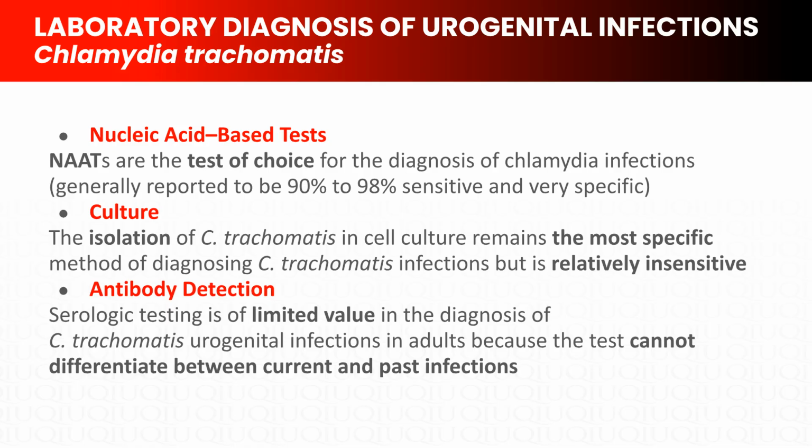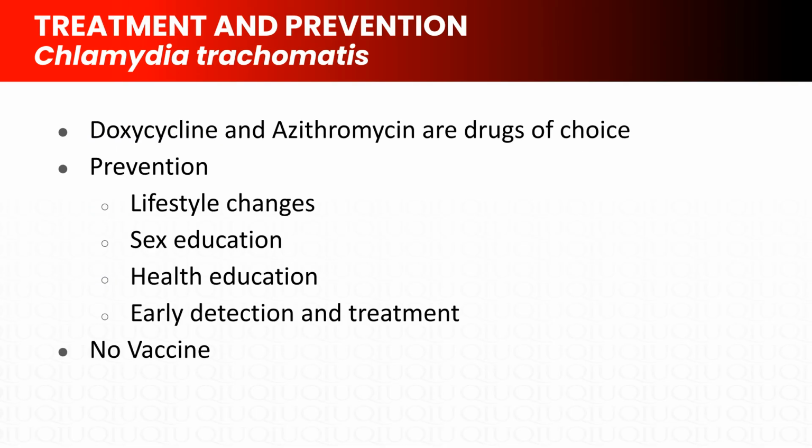However, serologic testing can be useful in diagnosing lymphogranuloma venereum and in epidemiological studies. For treating Chlamydia trachomatis urogenital infections, we have two primary antibiotic options, doxycycline and azithromycin. Both are highly effective, but they have different advantages that make them suitable for different clinical situations.